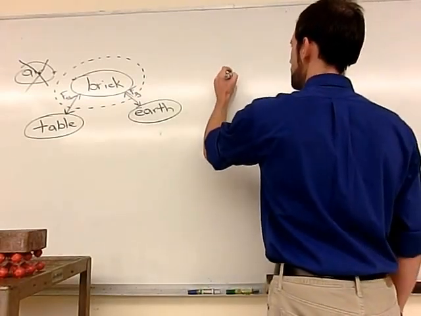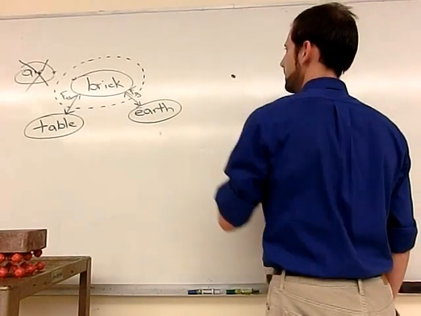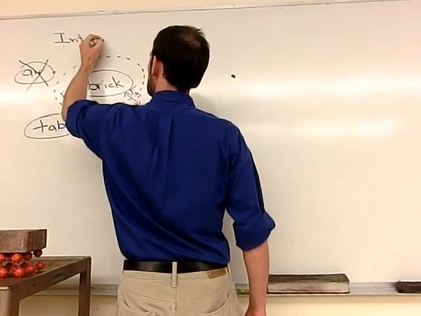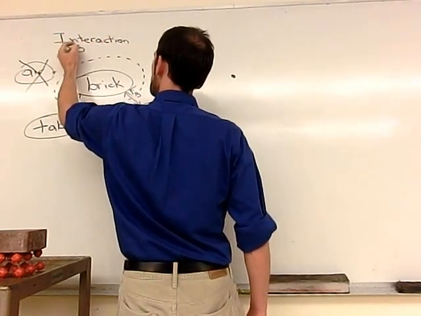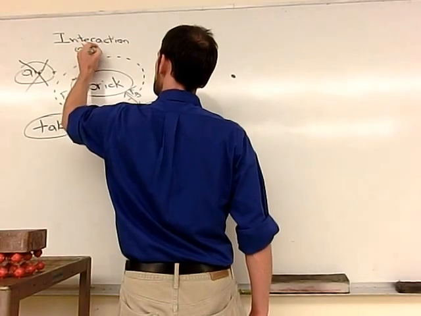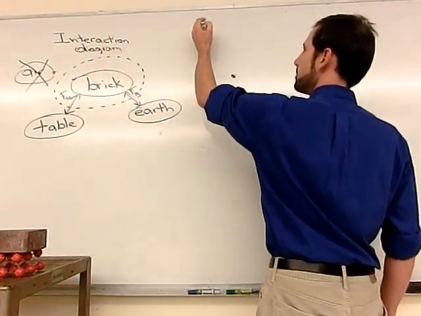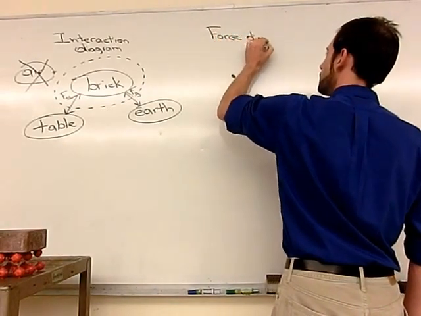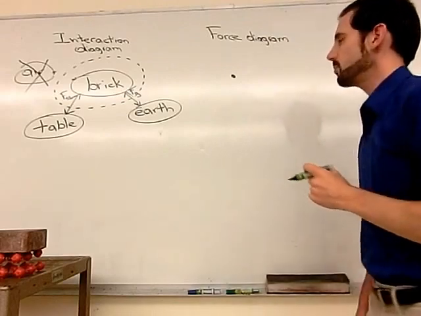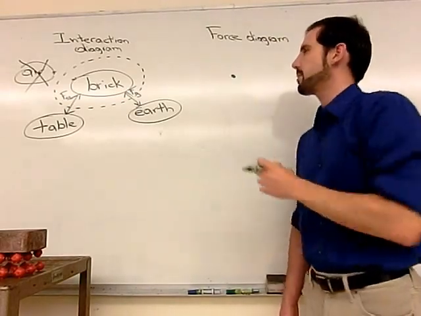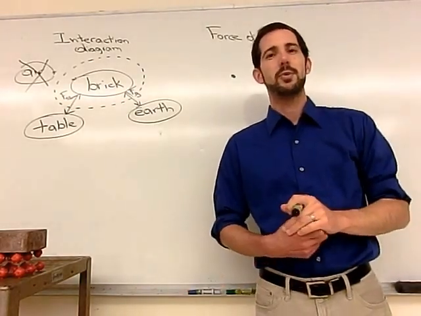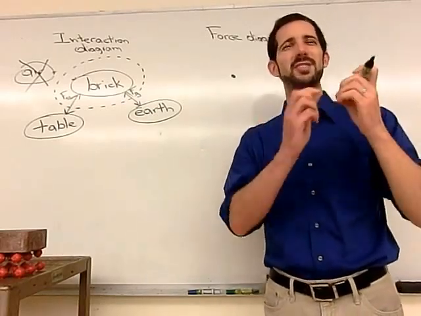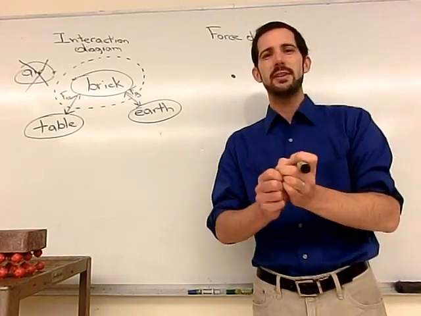So we start with our object. And I'm going to label these as our interaction diagram. And here's going to be our force diagram. So our object, the brick, is just going to be represented by a dot. In any force diagram, also called free body diagrams, we're going to take our particular object and figure out where the center of mass of that object is. And we're going to draw a dot for that center of mass.